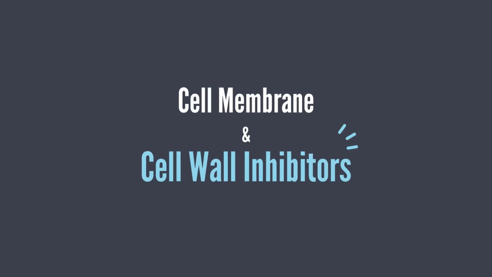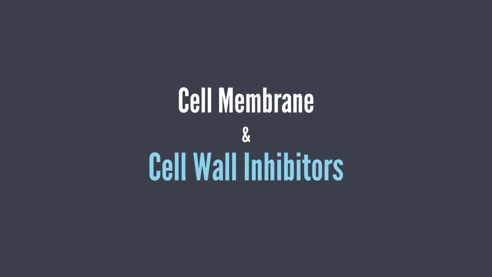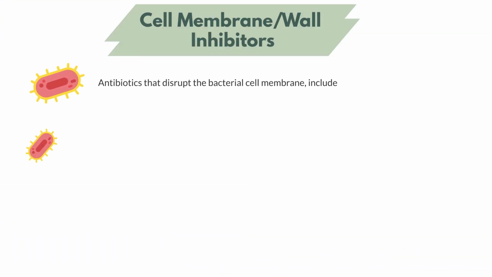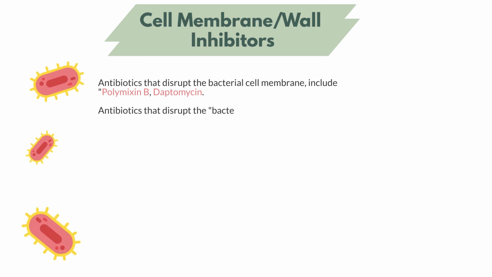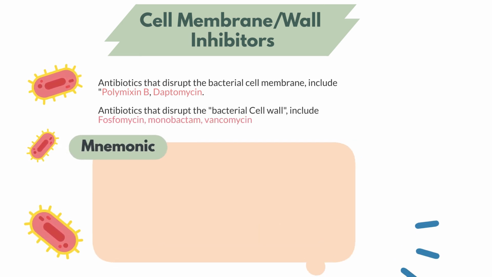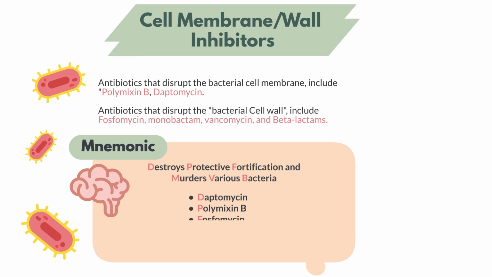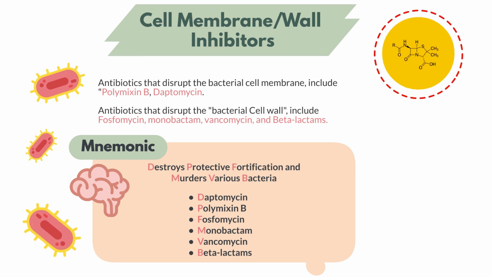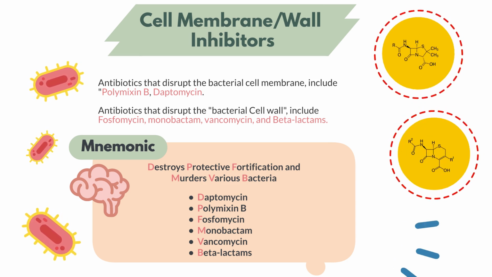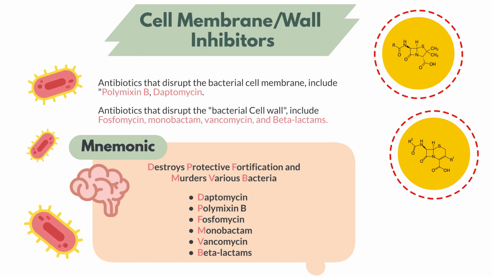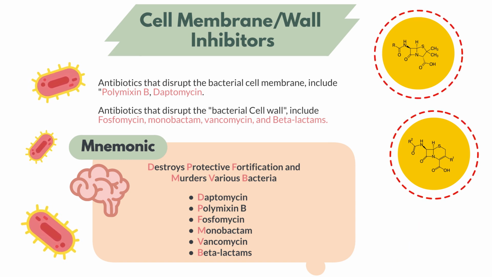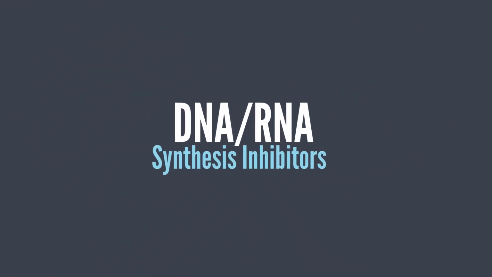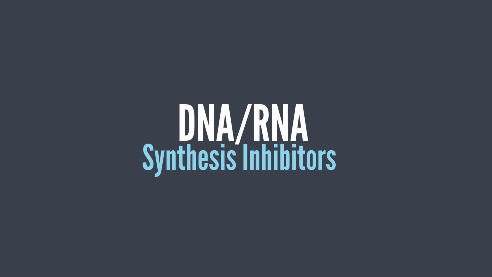Our first stop takes us to the cell membrane and cell wall inhibitors. These antibiotics disrupt the crucial integrity of the bacterial cell wall, rendering it weak and susceptible to destruction. By compromising this vital protective barrier, antibiotics such as penicillin and cephalosporins deliver a crippling blow to bacteria, ultimately leading to their demise.